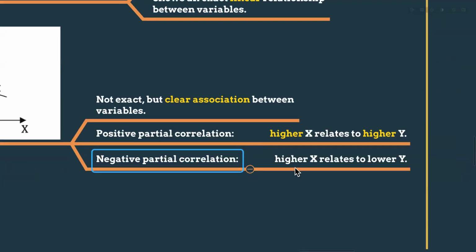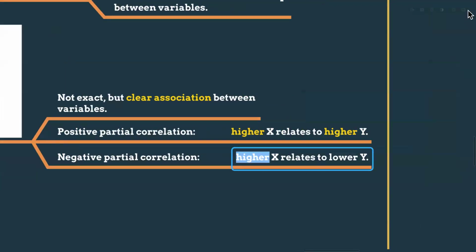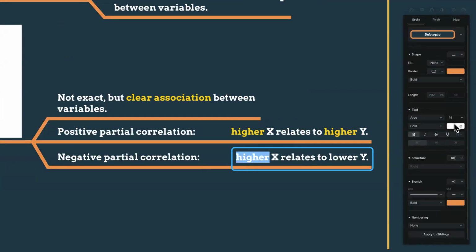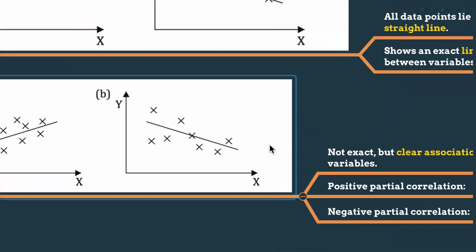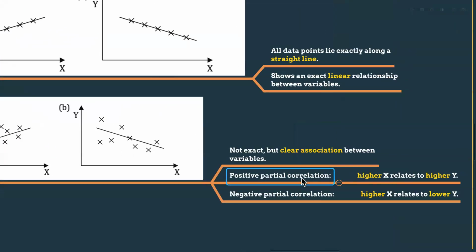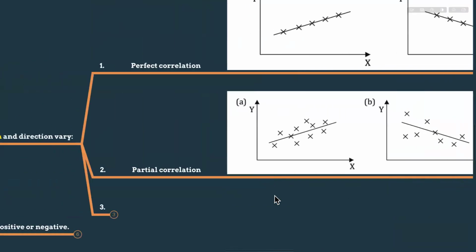And negative correlation is something different. The higher x relates to lower y, right? So higher values of x will relate to lower values of y. How is it possible? If you see the negative relationship when plotting, here is the x value, here is the y value. The x value is low, but the y value is high. If you take the x value at the highest, then y is low, right? So that's what you have to understand, the positive partial correlation and negative partial correlation.